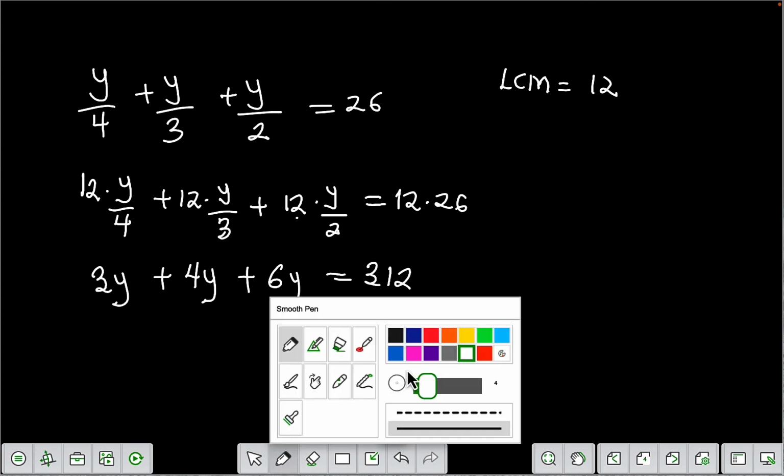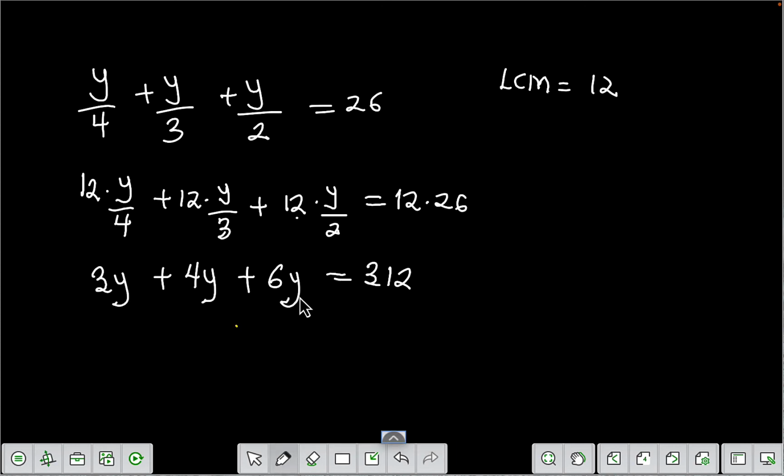They are like terms because look at their literals. y, y, y. It's the same literal. And we said that when terms have the same literal, it means they are like terms, and so you can combine their numeric coefficients, which are 3, 4, and 6. So 4 plus 6 is 10 plus 3 is 13. So this gives me 13y, and that is equal to 312.